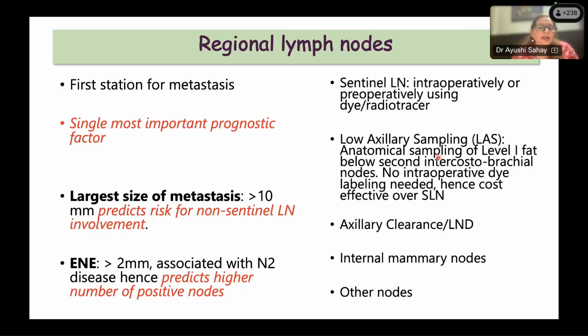It does not need any intraoperative expensive dye or labeling, hence it is more cost effective. So in our country, a lot of the time low axillary sampling of level 1 fat is done instead of a complete clearance of the axilla, basically as a substitute for sentinel lymph node. Then you can have the lymph node dissection or axillary clearance. Sometimes you can have internal mammary nodes and other nodes sent along.